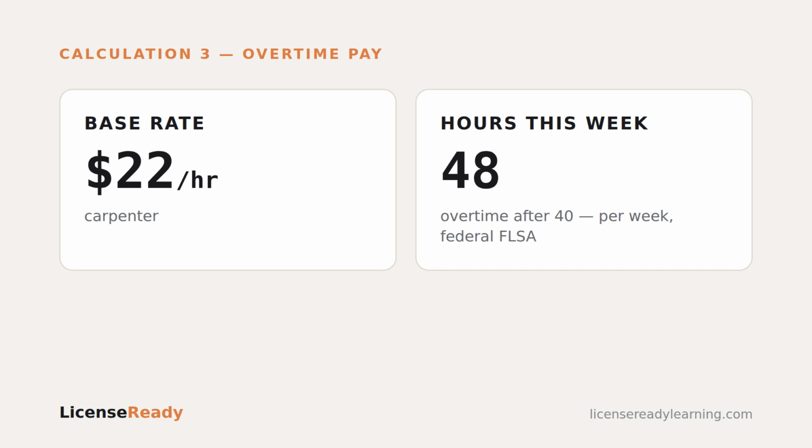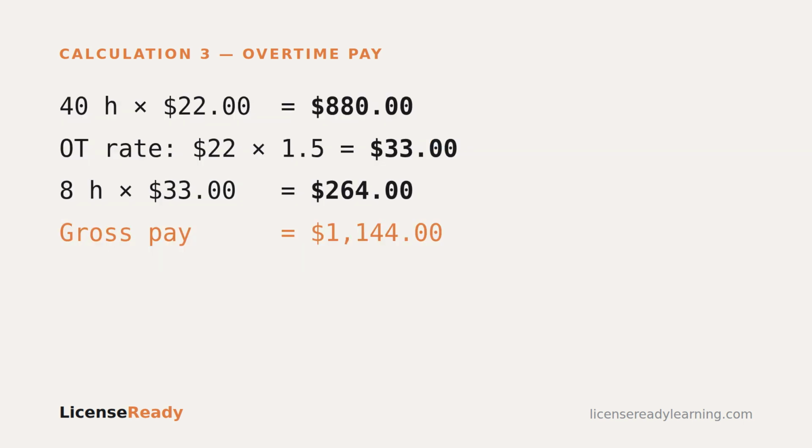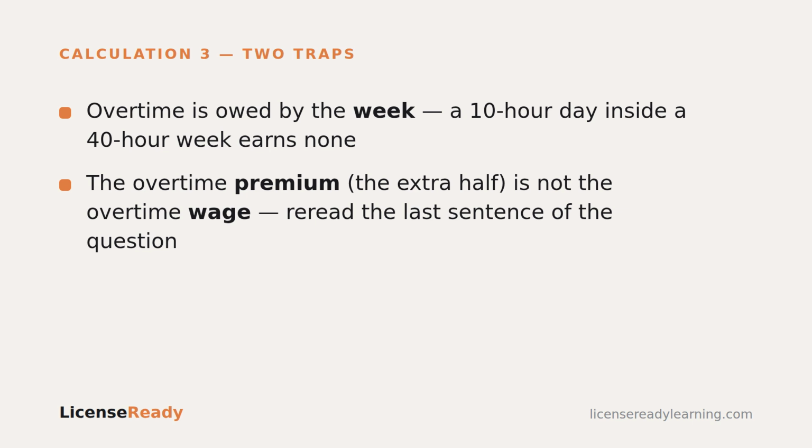Number 3, overtime. Federal law: time and a half over 40 hours in a work week. And the exam tests whether you can actually compute a paycheck. Your carpenter earns $22 an hour and works 48 hours this week. 40 hours at 22 is 88. The overtime rate is 22 times 1.5, $33. 8 overtime hours at 33 is $264. Total gross, $1,144.